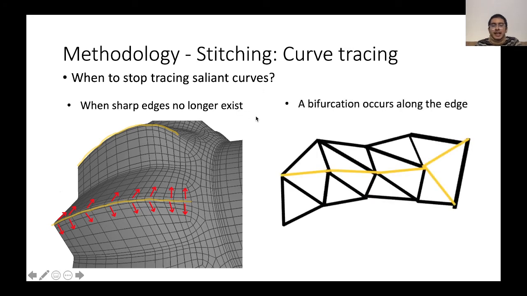And the second case is, as you're tracing over here, you might encounter a bifurcation, which means that the edge splits off into 2, and you can't reasonably guess which of these 2 is the sharp edge to use. And so in this case, you would stop as well.